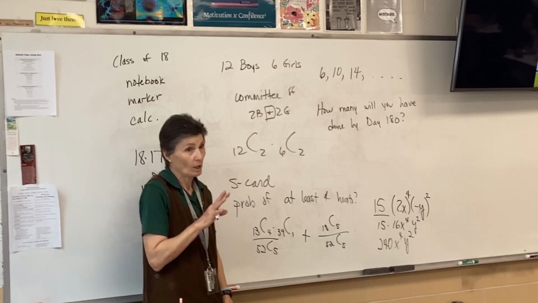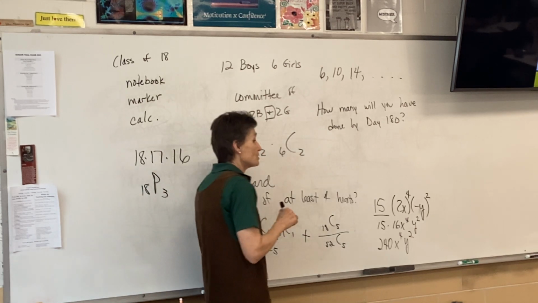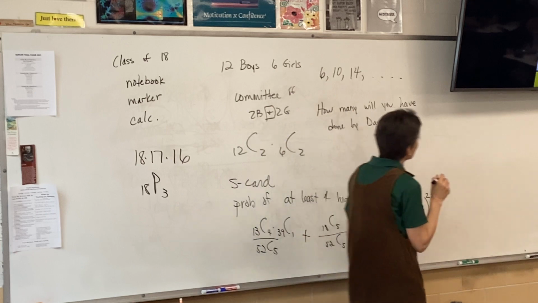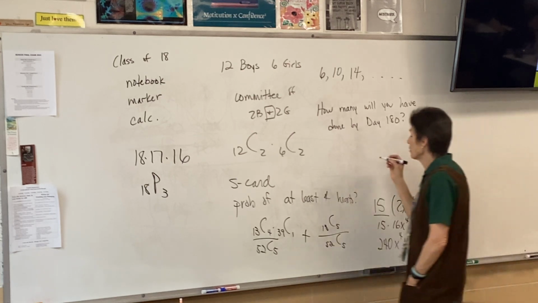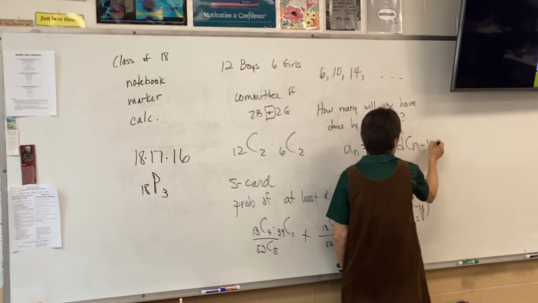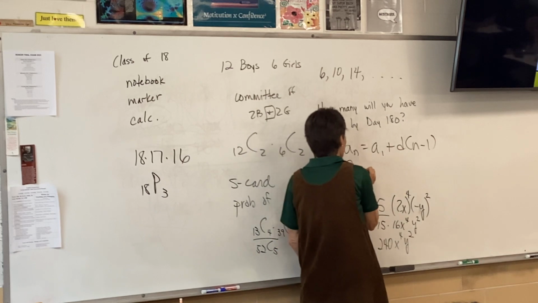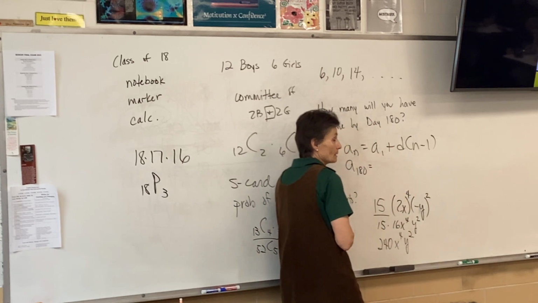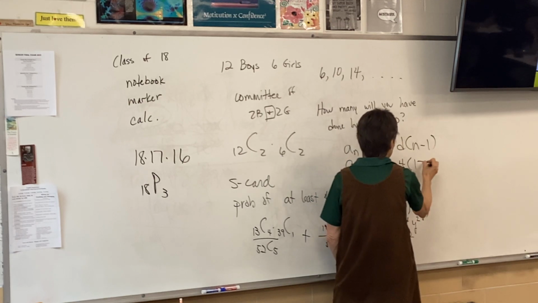All right, so what's going on here? Patrick? You can do 179 times 4 and add on 6. Okay, so let's look at that. Patrick is using that formula right there. That's your arithmetic. First of all, does everybody recognize this as arithmetic? So he says the 180th term is going to be 6 plus 4 times 179.